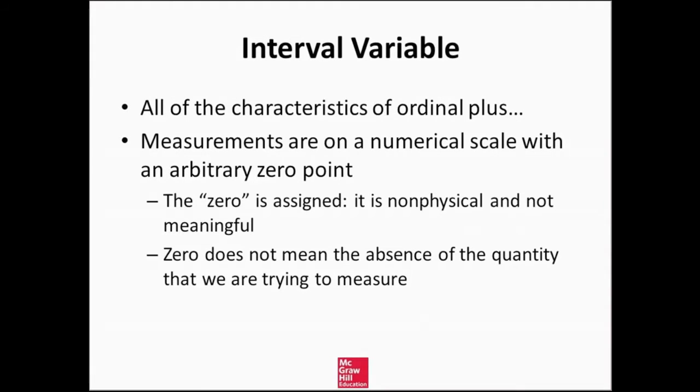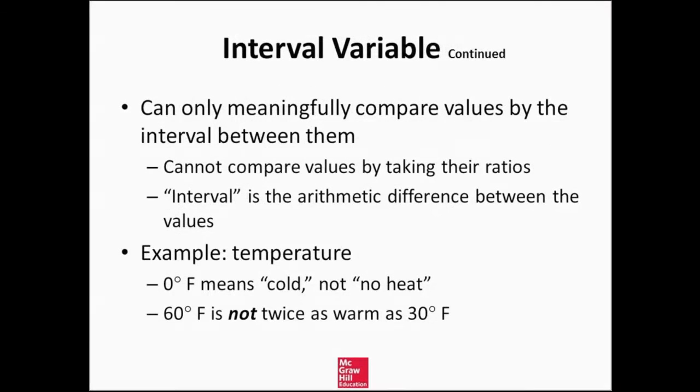An interval variable is a quantitative variable that has all the characteristics of an ordinal variable combined with a measurement on a numerical scale with an arbitrary 0 point. This 0 point is just assigned. It is non-physical and is not meaningful. In other words, 0 does not mean the absence of the quantity that we are trying to measure. With an interval variable, the distance between values can be compared, but ratios do not make sense.